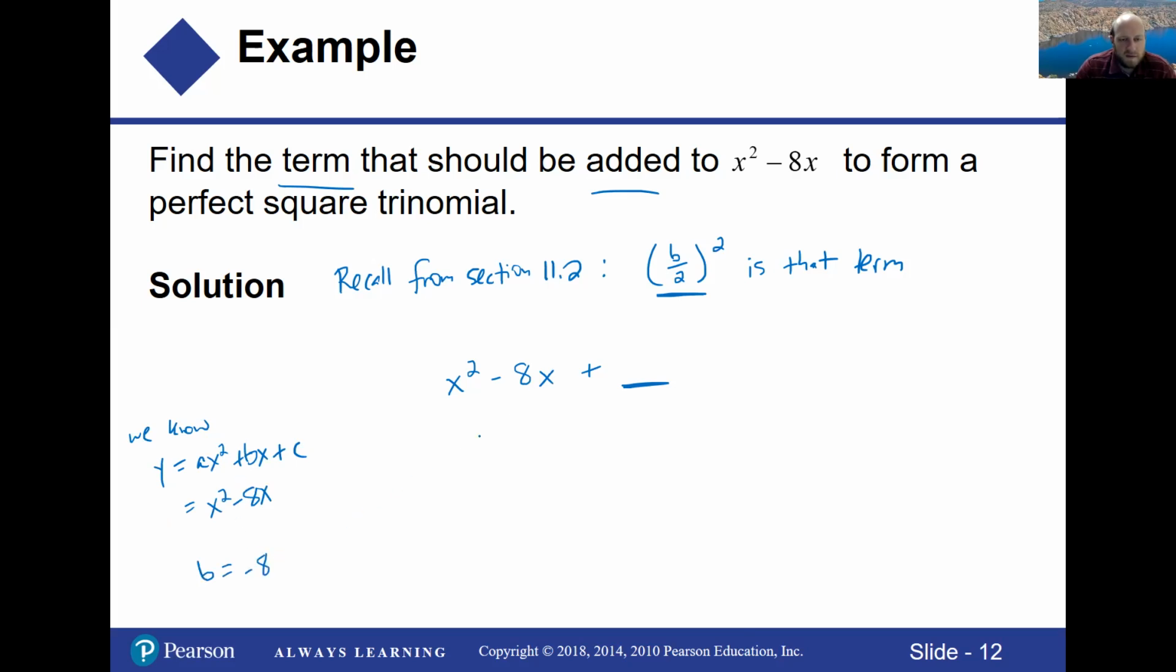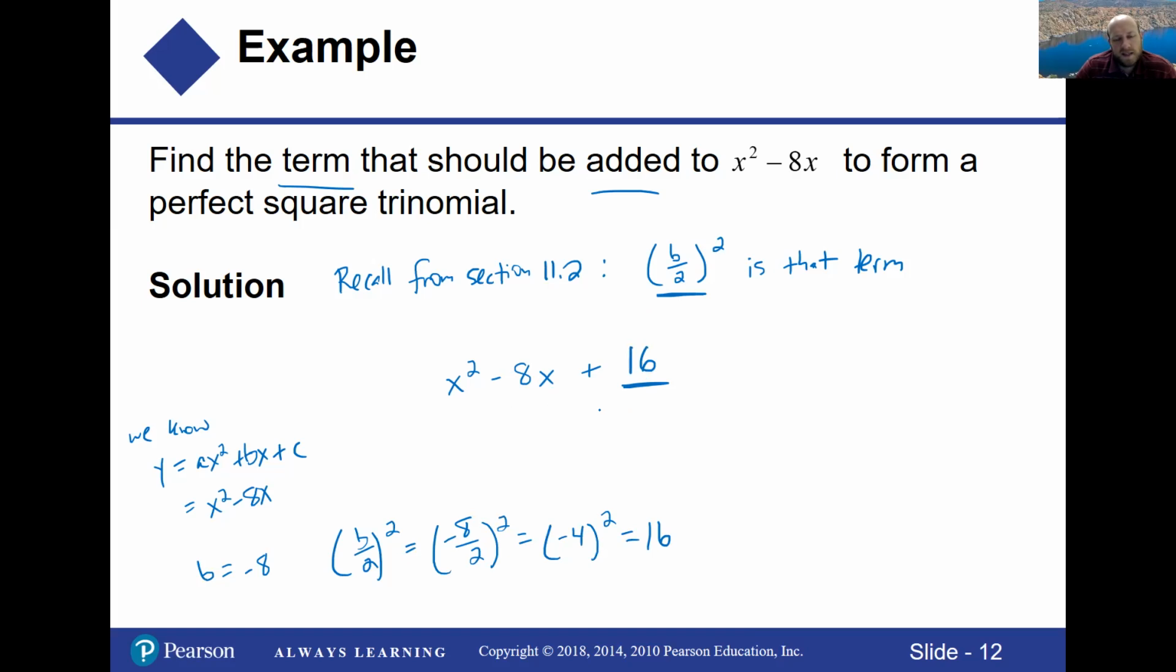So if I'm trying to do b over 2 squared, I'm doing -8, our b value, over 2 squared. -8 divided by 2 is -4, and squaring that is 16. So what term do I add to x squared minus 8x to make it a perfect square trinomial? I add 16. That's going to make this a perfect square trinomial.